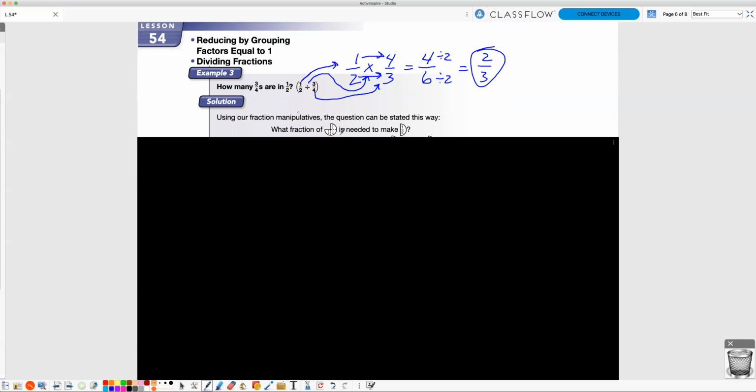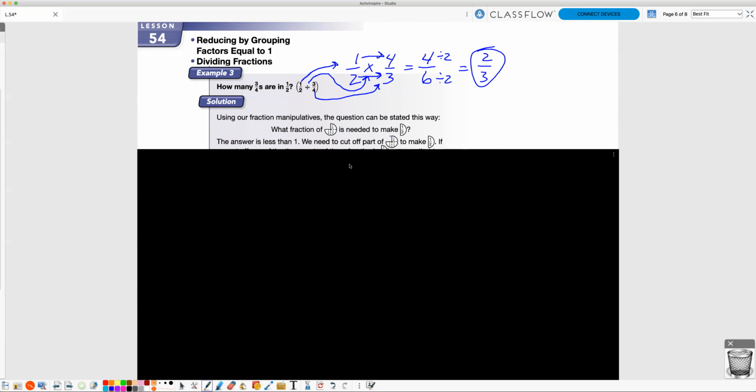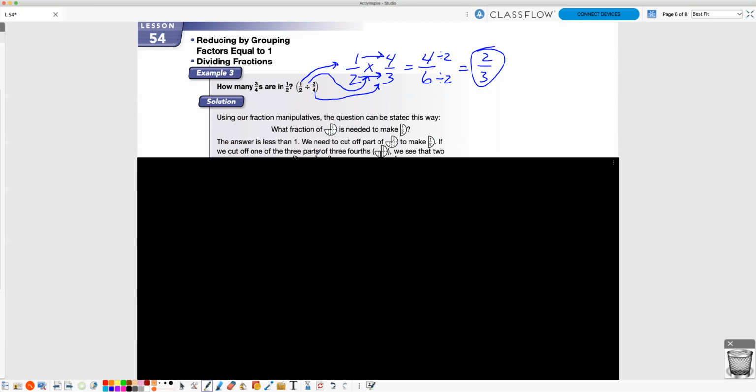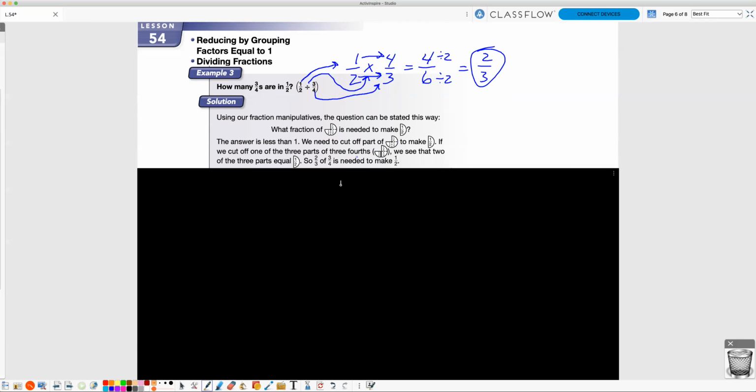Looking at fraction manipulatives, you can see that 3/4 says what fraction of 3/4 is needed to make 1/2. The answer is less than 1. We need to cut off part of 3/4 to make 1/2. If we cut off one of the 3 parts of the 3/4, we see that 2 of the 3 parts equals 1/2. So 2/3 of 3/4 is needed to make 1/2.